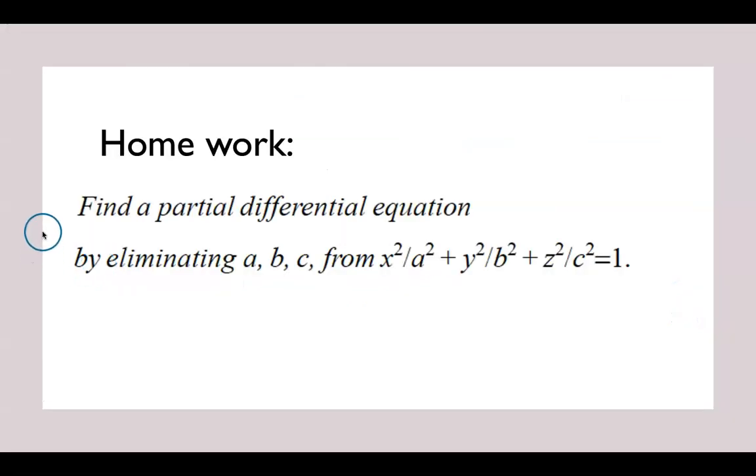This is a problem for your homework. Find a partial differential equation by eliminating the arbitrary constants a, b and c from x square by a square plus y square by b square plus z square by c square equal to 1.